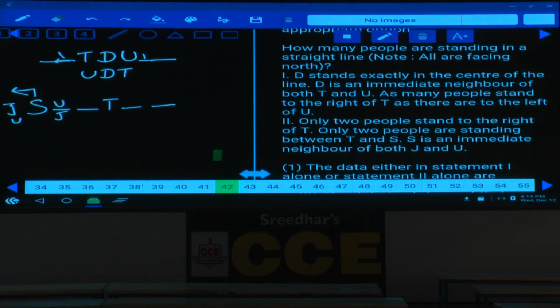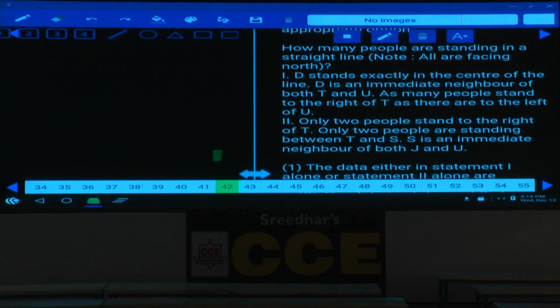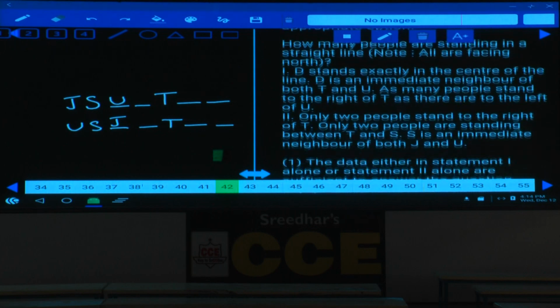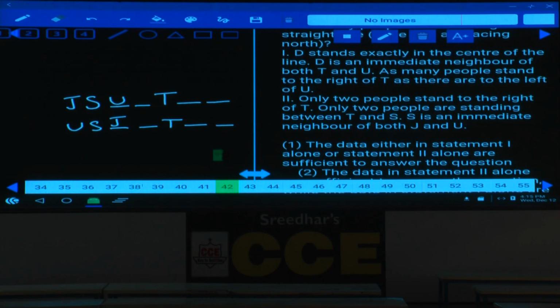Then if you combine these two, tell me what is your answer here. Only two people to the right of T, and two people are between T and S. As two people between T and S will be here, isn't it? As S is here, S is an immediate neighbor of both J and U. If J is here, U can be here, that is one possibility. S is here, 1, 2, T, and here J at this place and U at this place. There are two possibilities, isn't it? Then this is about condition number 1. Now condition number 2, to be included in this one.